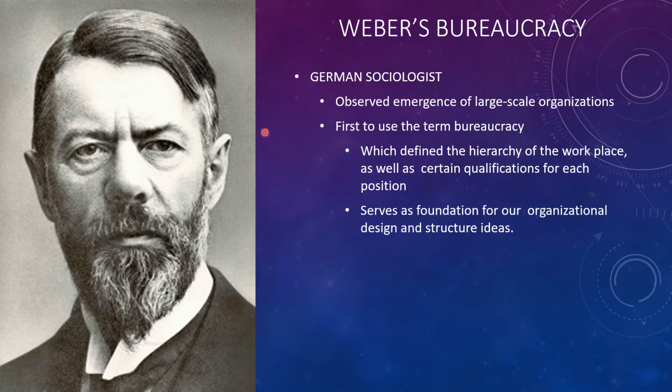Max Weber was a German sociologist who observed emerging large-scale organizations during the 19th and 20th centuries. Weber was the first to use the term bureaucracy. He characterized bureaucracies according to the following, as defined by the textbook. 1. A fixed and stable structure for dividing tasks and responsibilities, established and operated according to rules and regulations.